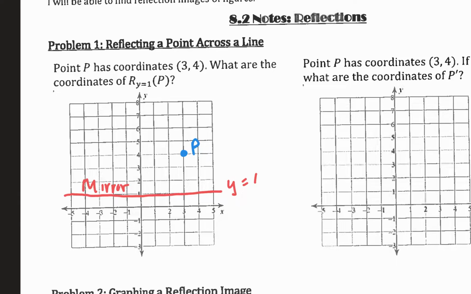So how far is point P from the mirror? 1, 2, 3. So here's a new location of P prime. So we have 3, 4. So this is 3, -2.